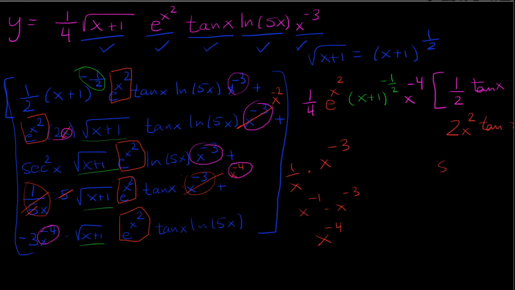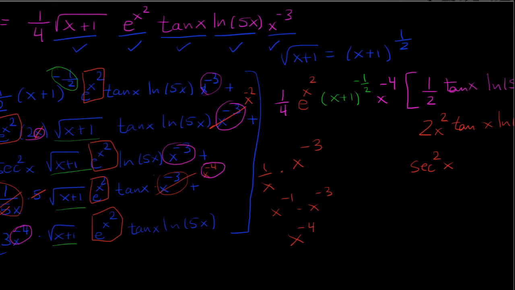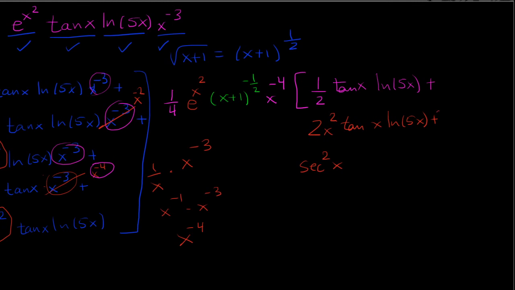Okay, go on to the next term. I have secant squared. And, okay, the last one I forgot. It's square root of x plus 1. So that one we just need x plus 1. Okay, because when we multiply x plus 1 to the negative 1/2 with x plus 1, you're going to add the exponents. So negative 1/2 plus 1 is x plus 1 to the 1/2, which is what we want. And same thing with this one.